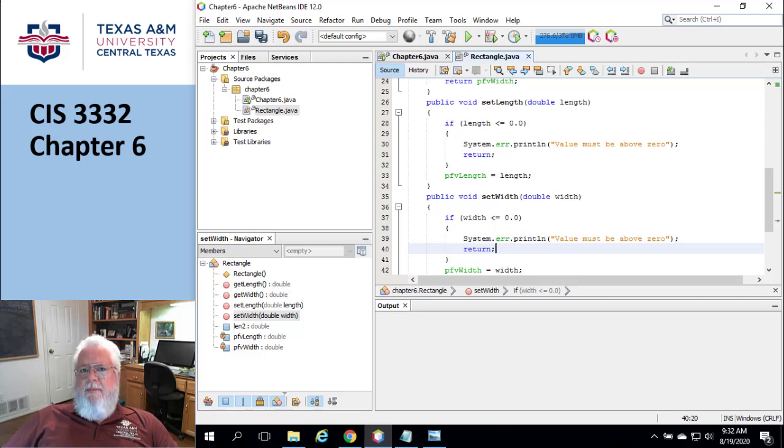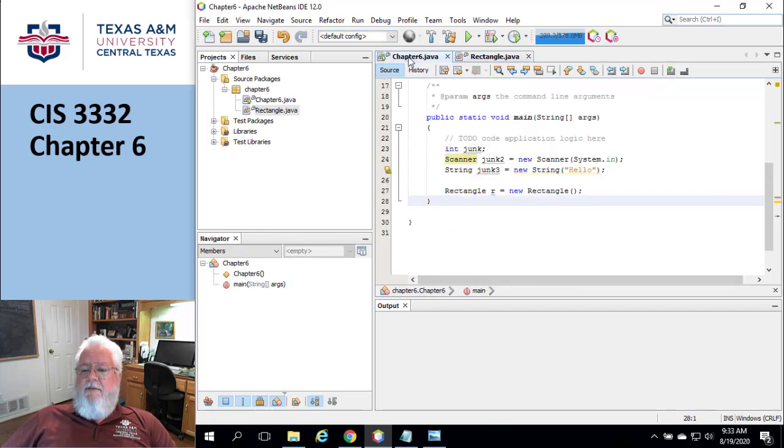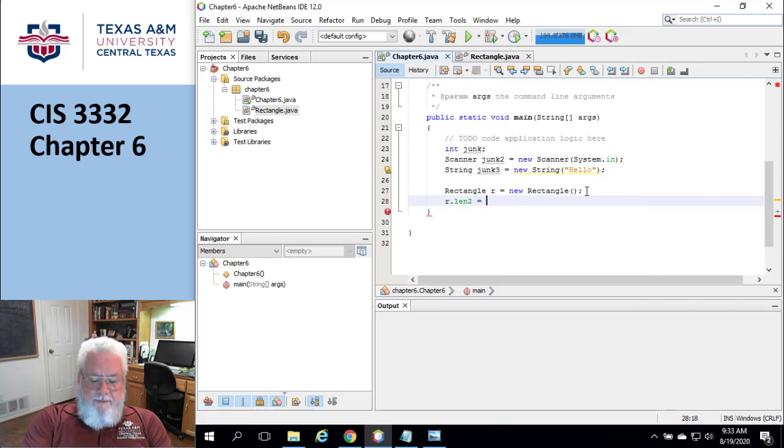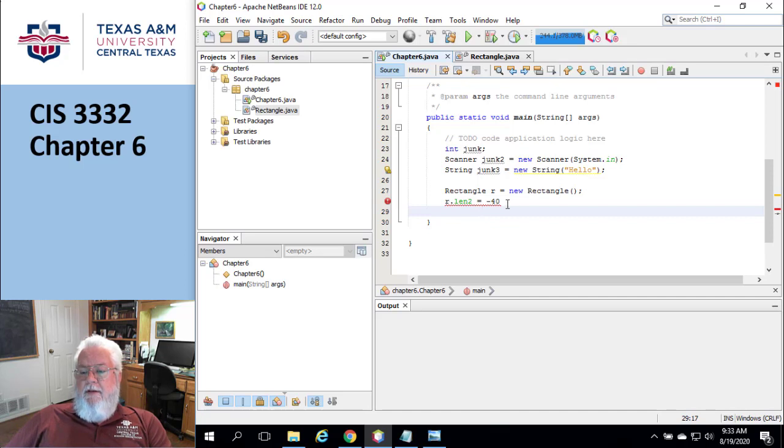Okay, so we're talking about why on earth are we doing this? Why are we going this convoluted way of talking to a variable by having to go through methods first? So I went ahead and did the second one here for the width. So let's go back to this guy. And there's absolutely nothing you can do to prevent me from saying len2 is equal to minus 40. Right? There's nothing you can do to prevent me from doing that.